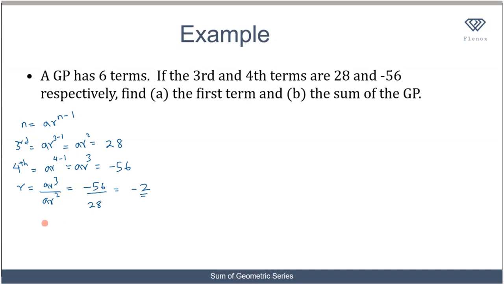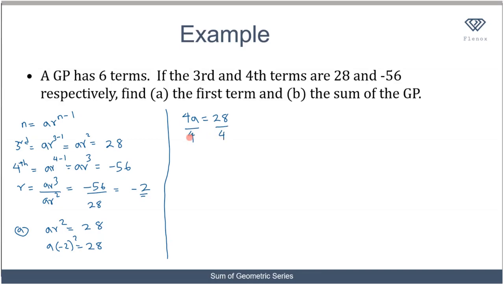So for A, we are told to find the first term. We know that the third term is 28, so we can write that the third term, AR squared, is equal to 28. Now I know that the value of R is minus 2, so I can substitute it here. That becomes A into bracket minus 2 squared is equal to 28. Minus 2 squared is minus 2 times minus 2, and that is 4. So 4A is equal to 28, and if I divide both sides by 4, A equals 7. 28 divided by 4 is 7. So the first term is 7.